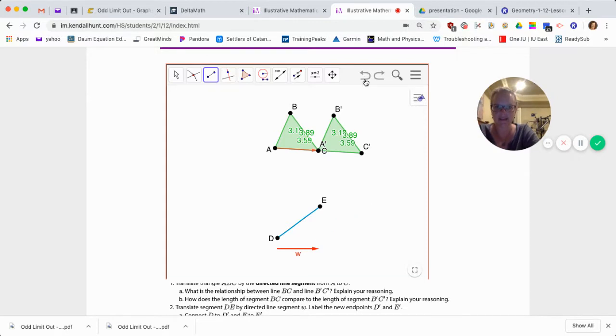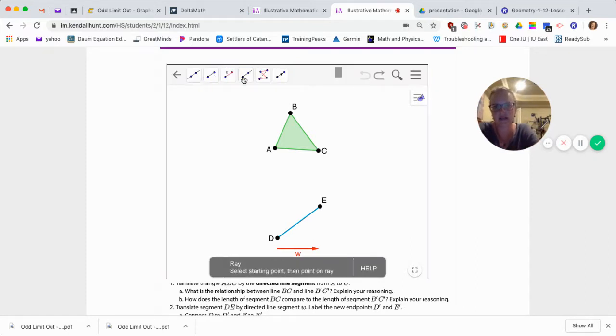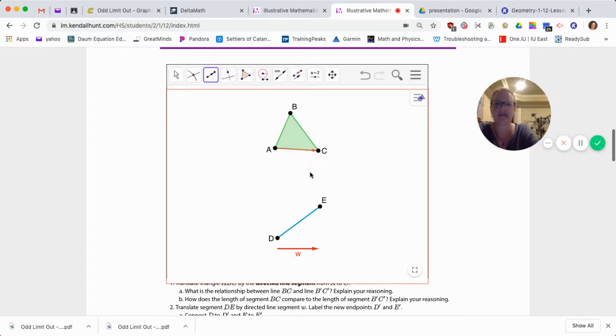Sorry. These instructions tell us to translate triangle ABC along vector AC. Is that how it says it? I want to make sure I get my wording correct. Translate triangle ABC by the directed line segment from A to C. So I'm actually going to draw that vector. I can click here and get my vector tool and go from A to C.